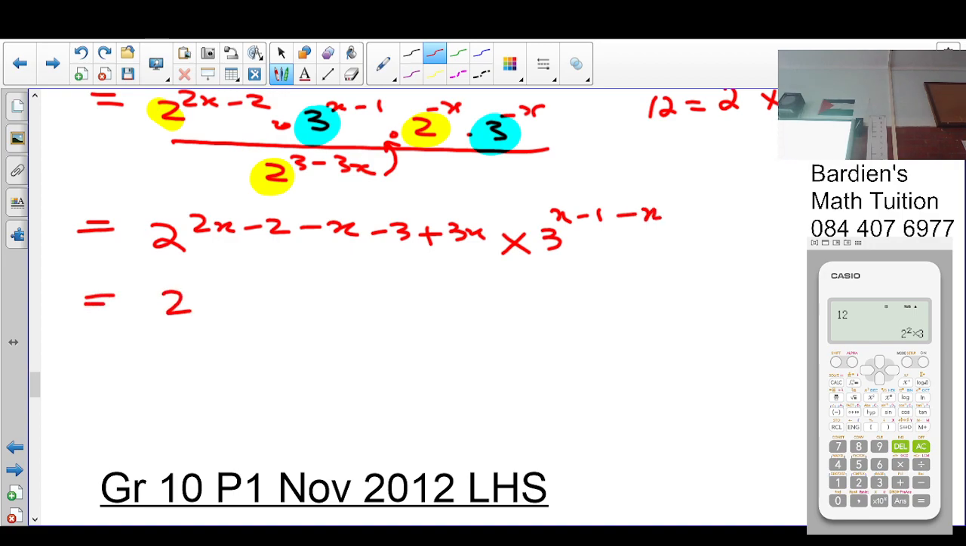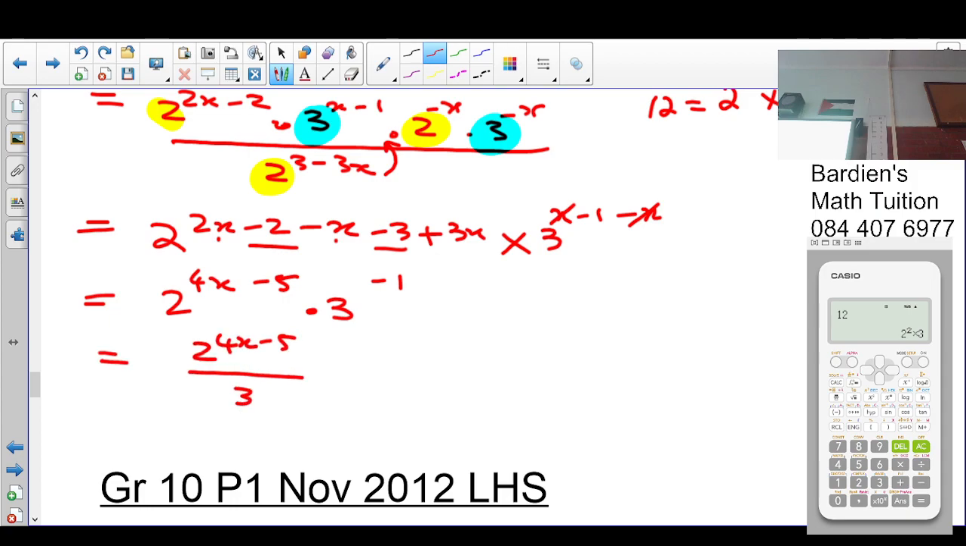Then that gives us 2x minus 2x. No, 2x minus x is x, plus 3x is 4x. Is that correct? So minus 2 minus 3 is minus 5 times 3. And of course that cancels to the negative 1. You will agree with that? So it's 2 to the 4x minus 5 over... Is that the answer they got?